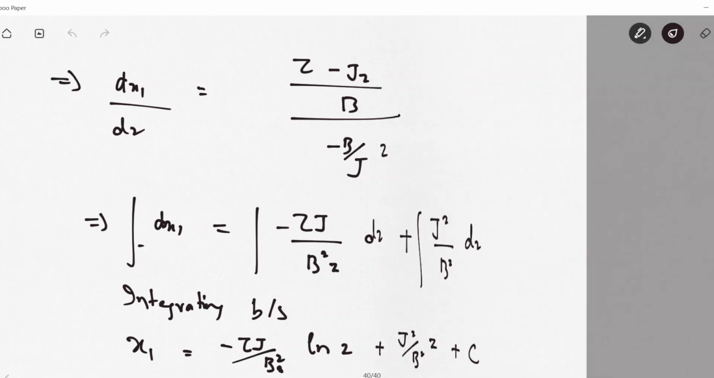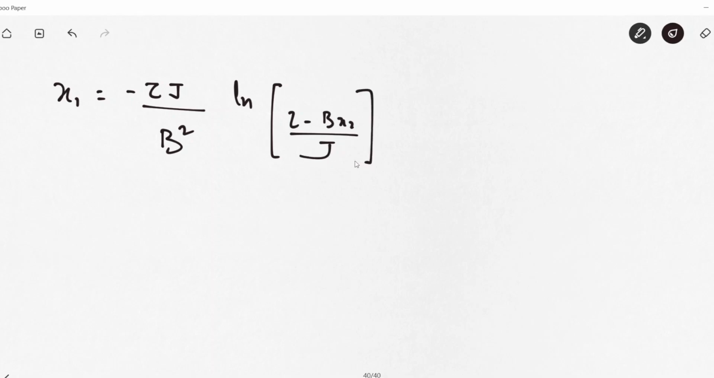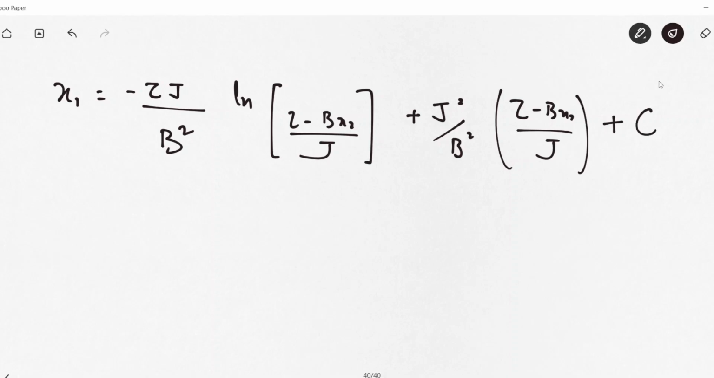So we therefore have now x1 equal to minus tau j by b square ln of z plus j square by b square. But what is z? z is tau minus bx2 by j, plus integration constant, that is c. So this is therefore our equation which relates x1 with respect to x2.